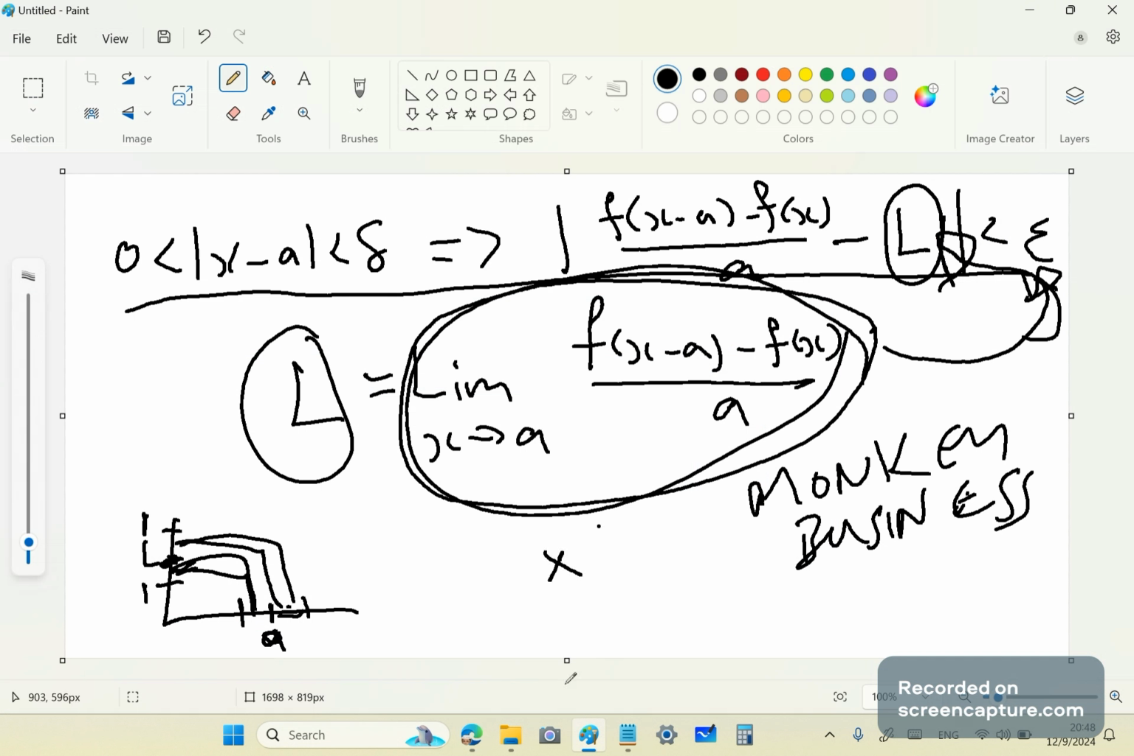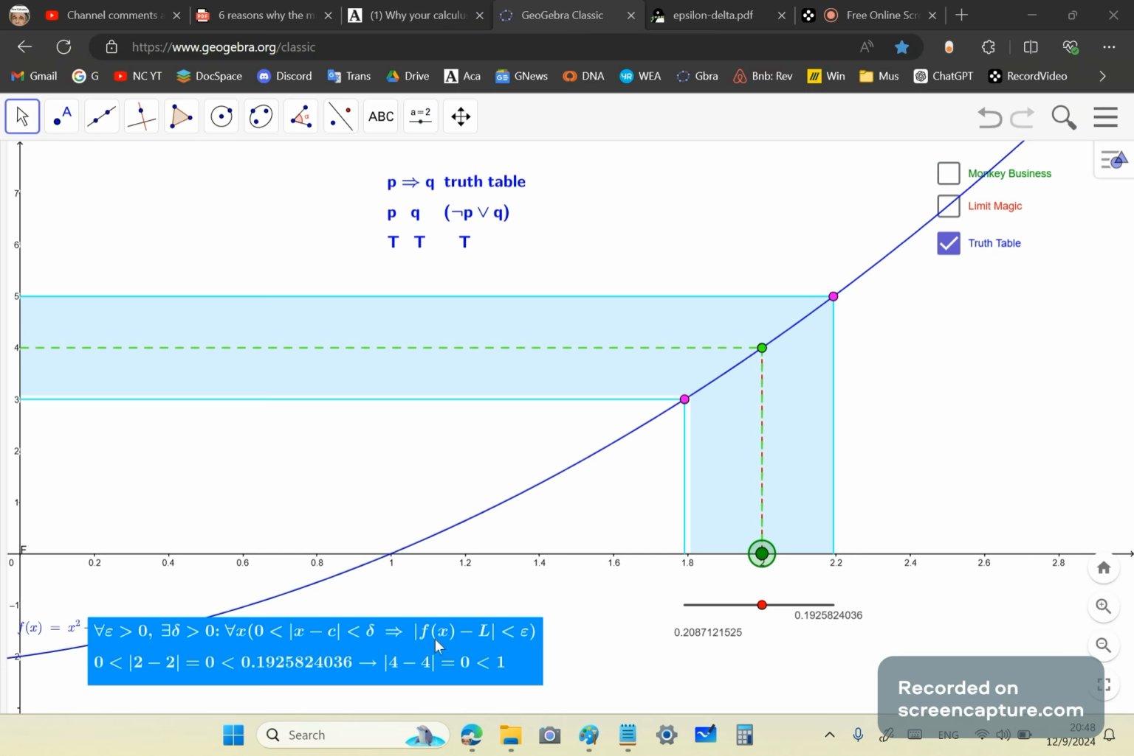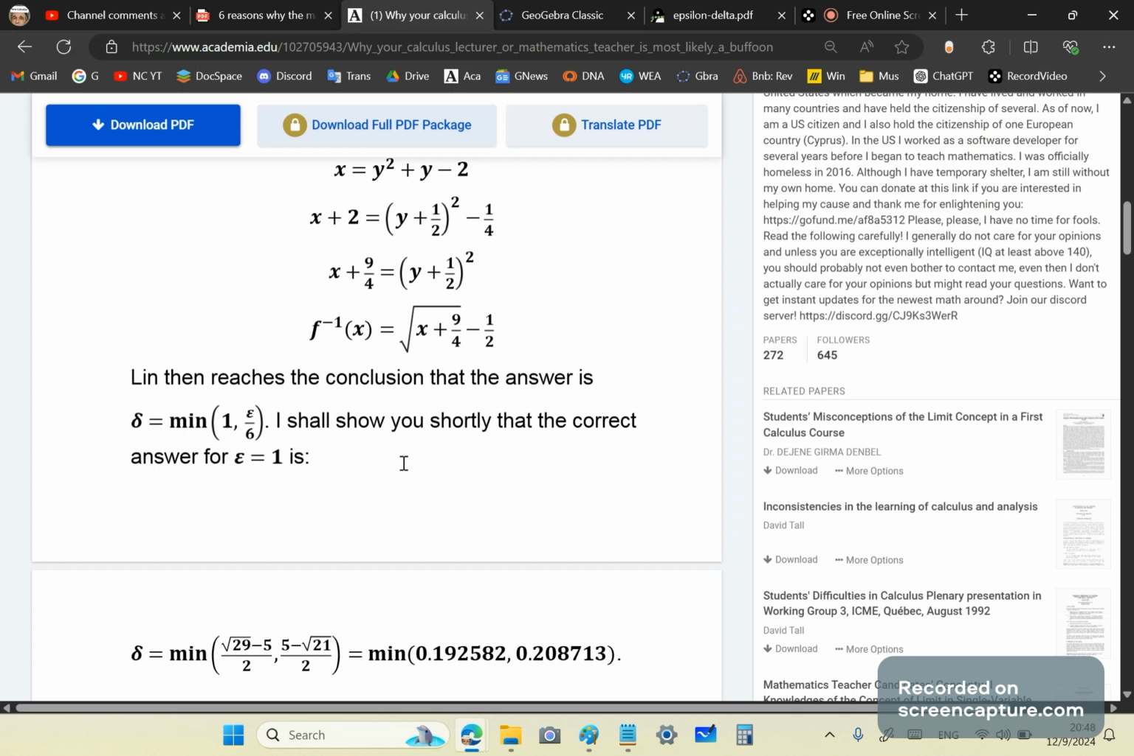multiplying by x minus a over x minus a. So they forcibly punch a hole in the function here just so that this bullshit definition here is buttressed. Okay. So Lin makes a mistake in his calculation, clear mistake. He doesn't get it right.